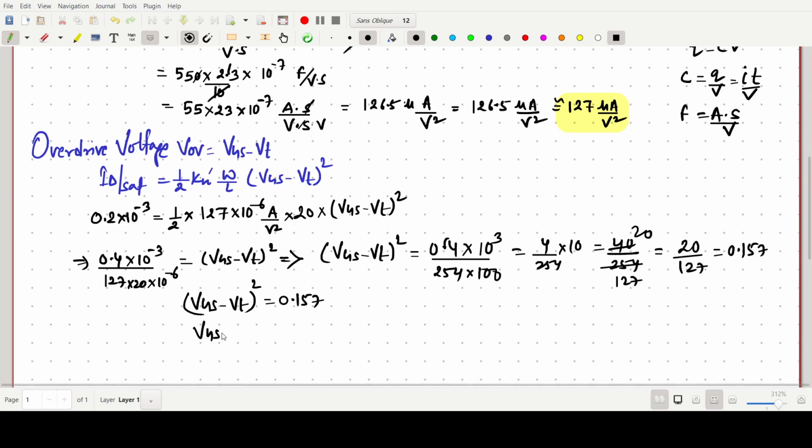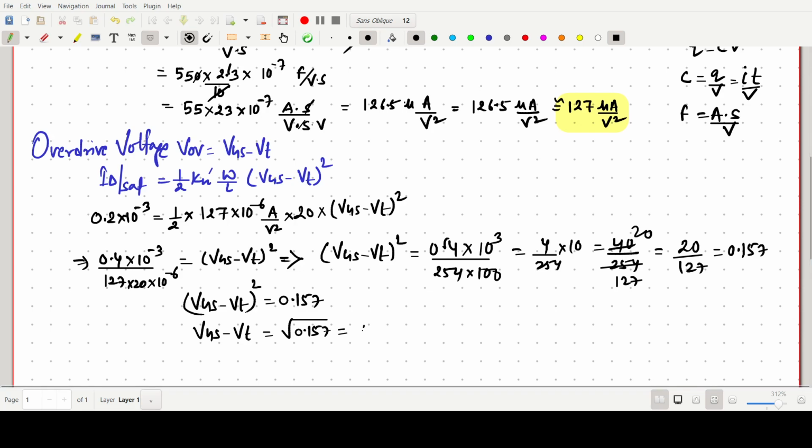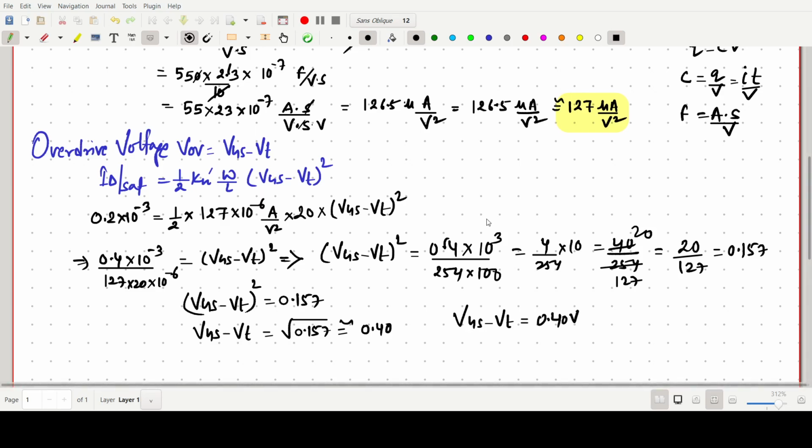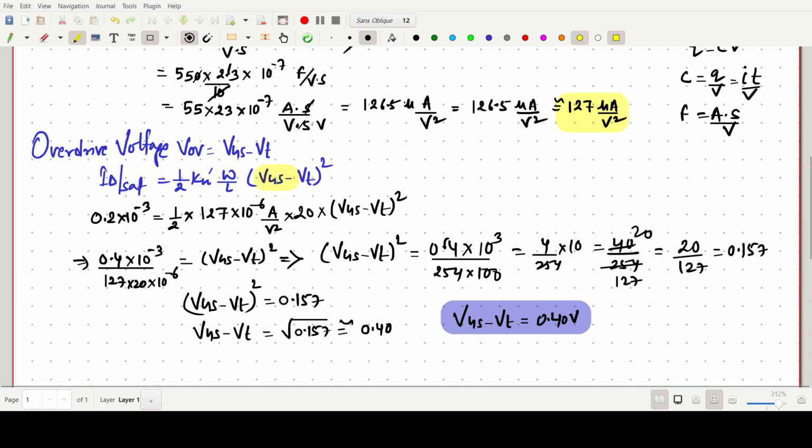So the overdrive voltage is nothing but simply VGS minus VT. So its value will be square root of 0.157. So if we solve, it will come nearly 0.4. So overdrive voltage VGS minus VT value will be 0.40 volt. So this one is the question, means in the problem they have asked to find the value of VGS minus VT, okay. So we have already found VGS minus VT by using the drain current equation, because everything is given.